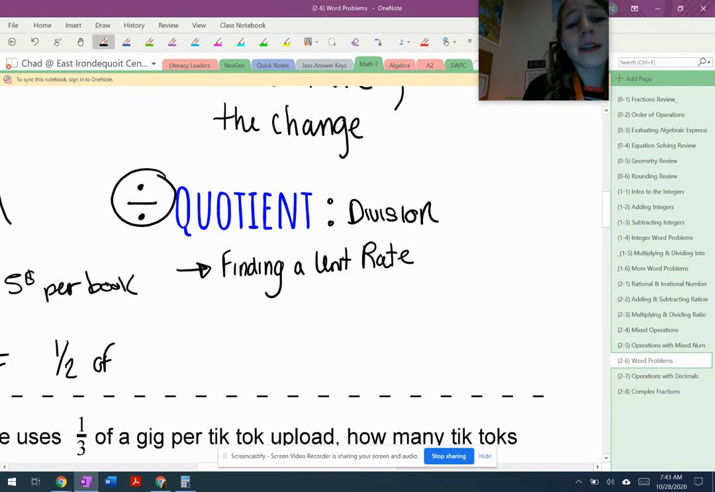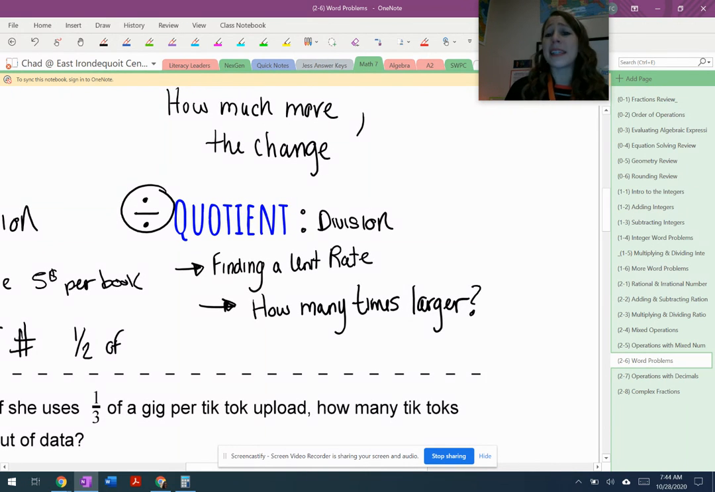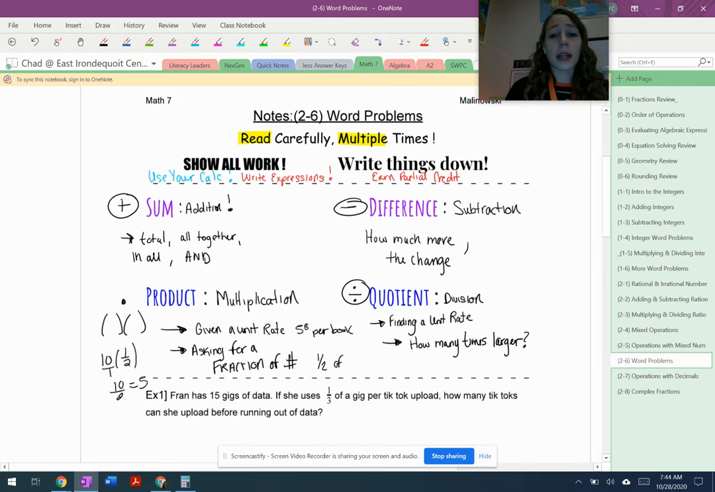Or when the question asks you how many times larger something is, and that's going to come up in the practice problems. So there we go. We've got division, you find a unit rate, or how many times larger is asking you to do division, because it's asking you how many times can this fit into something else. So there are buzzwords. We're going to look at a couple examples.